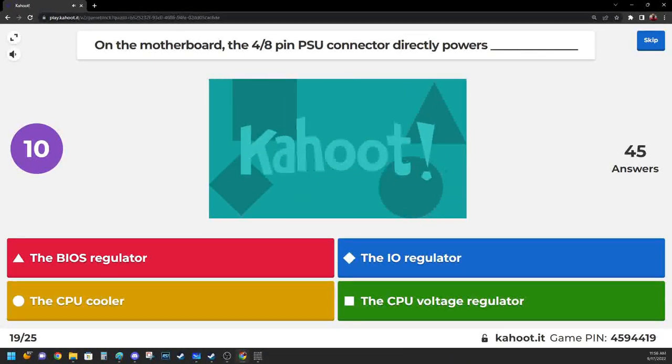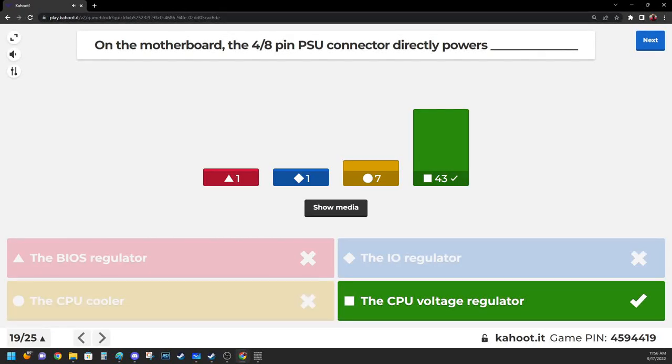All right, not one person should get this one wrong. Clearly the BIOS regulator, right? Of course. Very good. Most of you went CPU voltage regulator. Some of you saw CPU and you took the bait. That's all right. Specifically, CPU voltage regulator in the top left-hand corner of that motherboard.